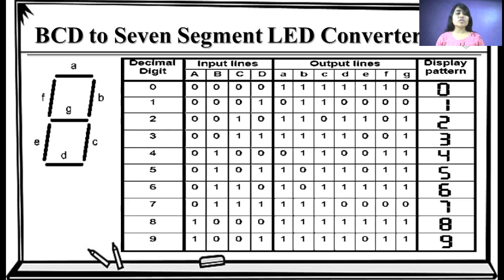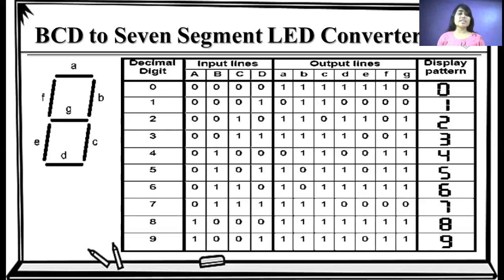Then we have a 2. For 2, it must be A, B, G, E, D. So we have A, B, D, E and G as 1, and the other ones, F and C, must be off. So we have C and F equal to 0.